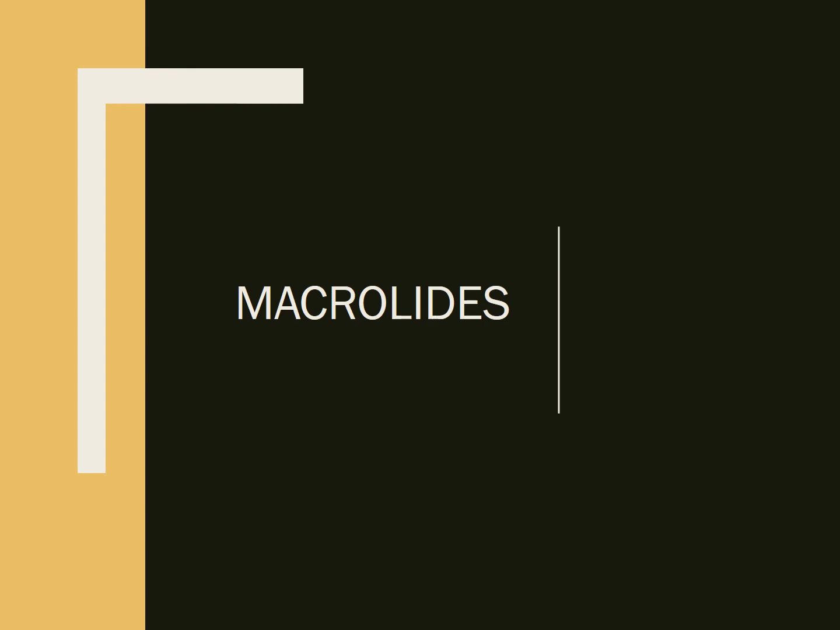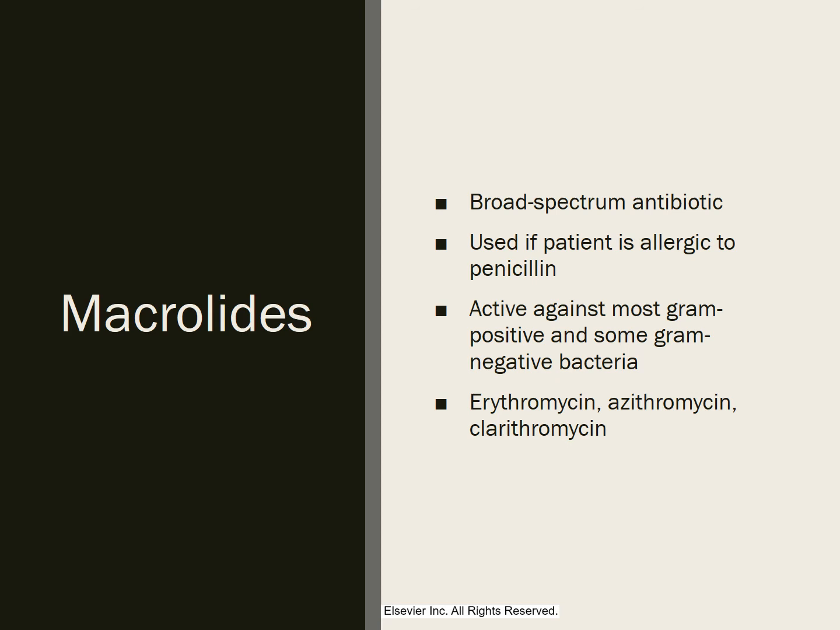Now we're going to discuss another bacteriostatic inhibitor, macrolides. Macrolides are broad-spectrum antibiotics that inhibit bacterial protein synthesis. They're called macrolides because they're big.